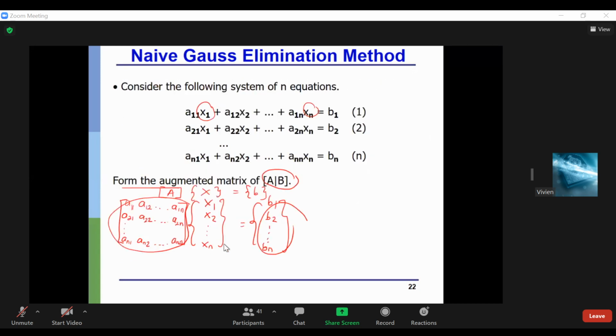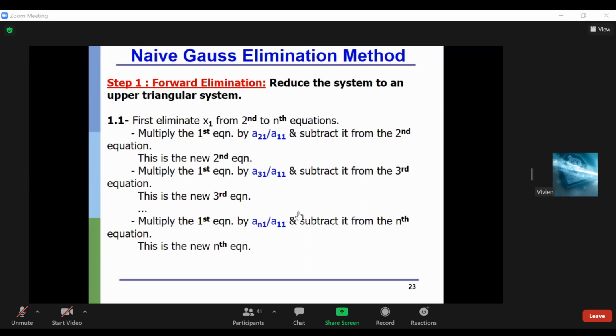So that means we put together the coefficient matrix with the right-hand side. Once we have constructed that, then we can do the forward elimination process. This is to reduce the system to an upper triangular system. So at the end of the forward elimination we will have an upper triangular matrix, so all of the elements on the lower part will be 0. So what we can do is first eliminate x1 from the second up to the nth equation, so that means we have to make 0 in the element here.